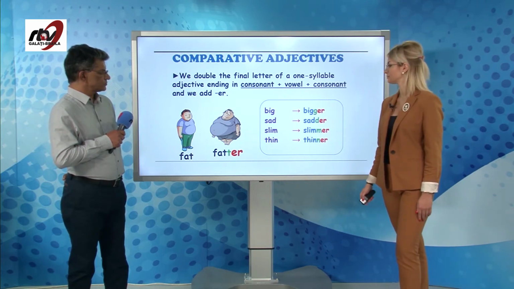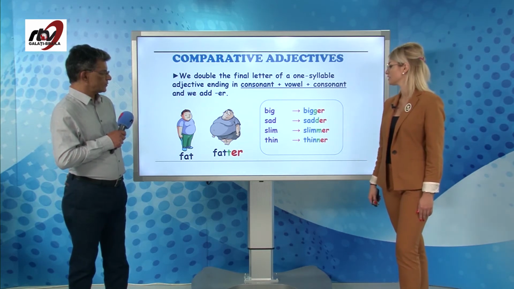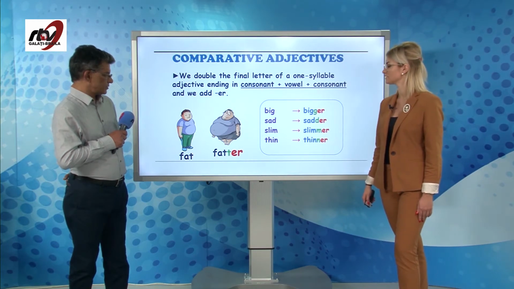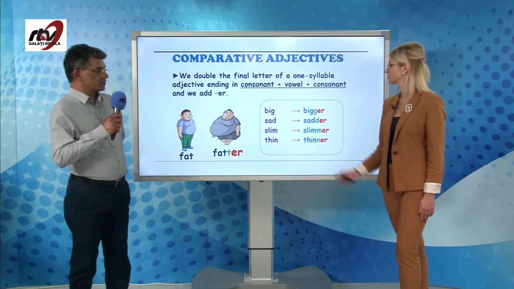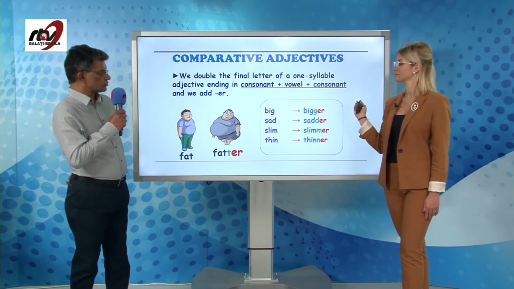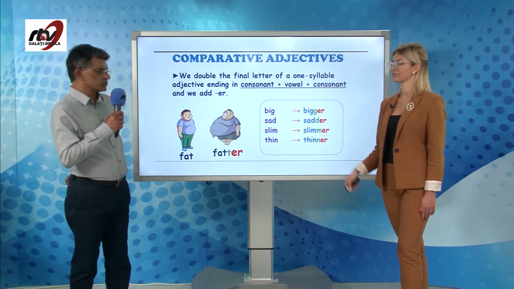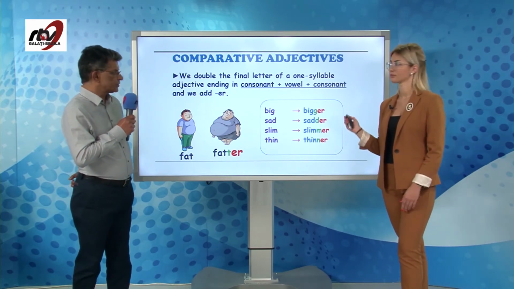As in big, bigger, sad, sadder, slim, slimmer, thin, thinner, or fat, fatter. If you can notice, we double the last consonant. And these consonants are also called hard consonants. The sound is hard. Big, so it becomes bigger, double G.